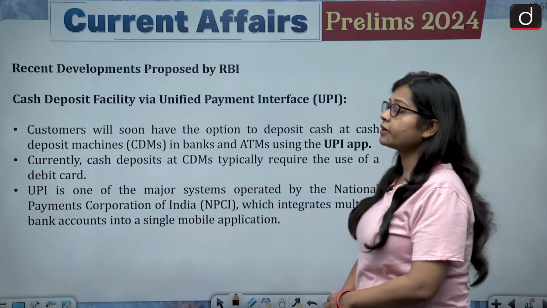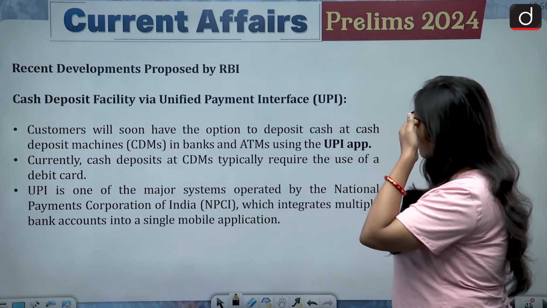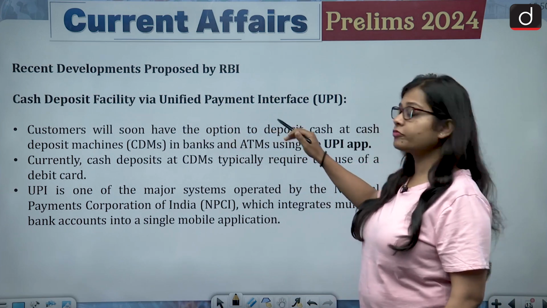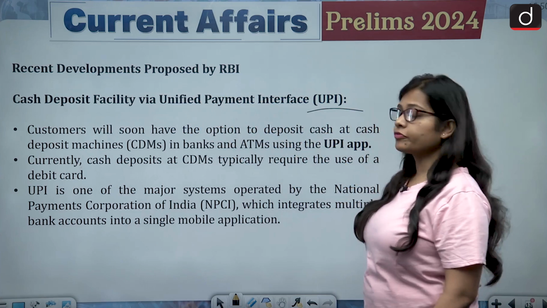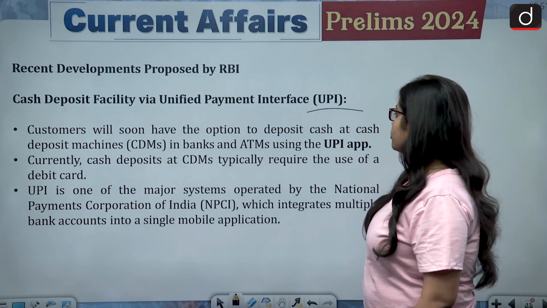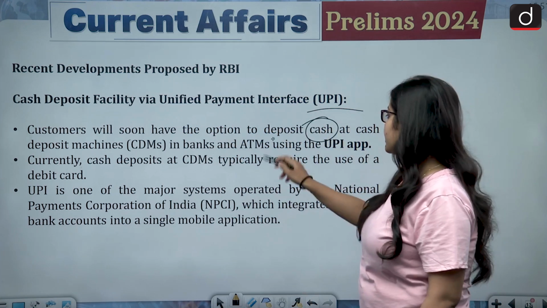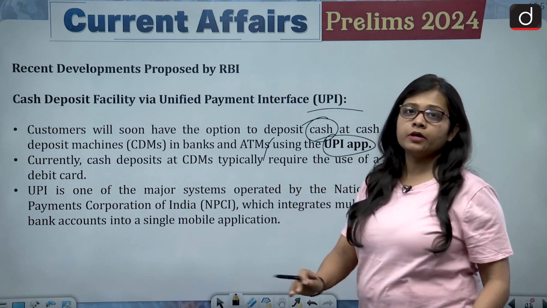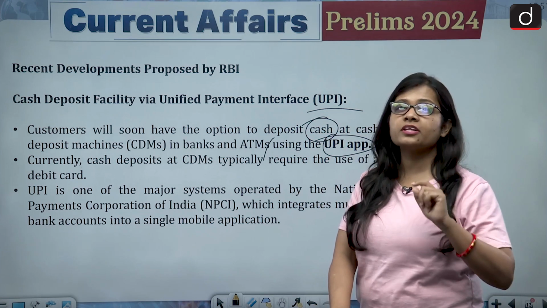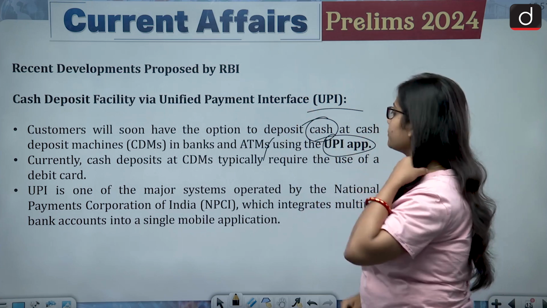A recent development proposed by the RBI is the cash deposit facility via UPI. Cash will be deposited through the facility of the UPI, that is the Unified Payment Interface. Customers will soon have the option to deposit cash at the cash deposit machines in banks and ATMs using the UPI app. Till now we can deposit cash and then transfer money, but through UPI this facility was not available. Very soon this facility will also be available.